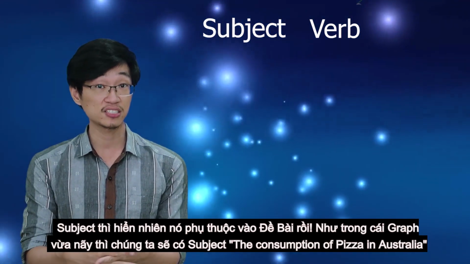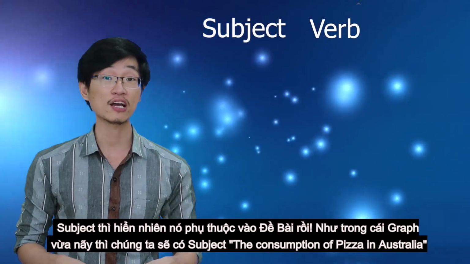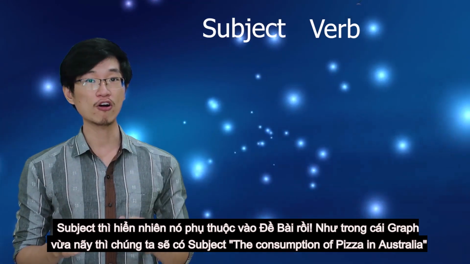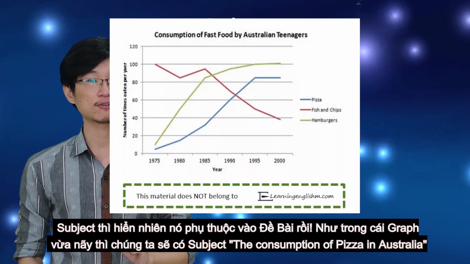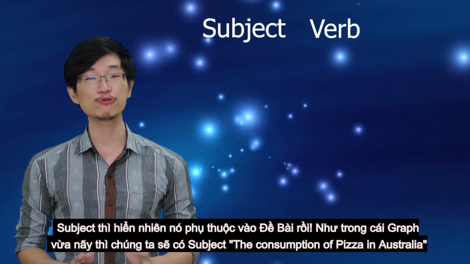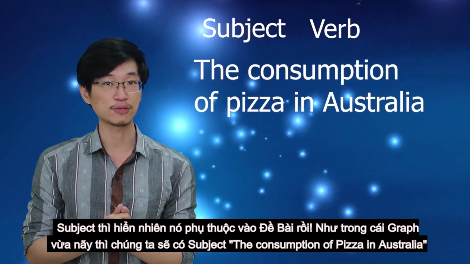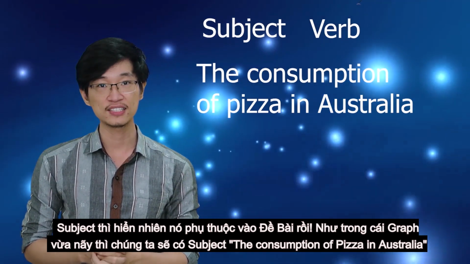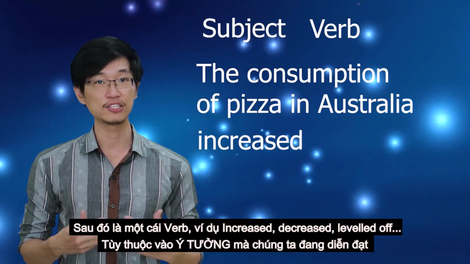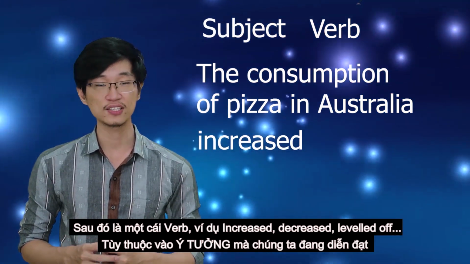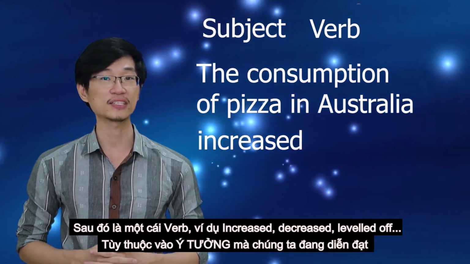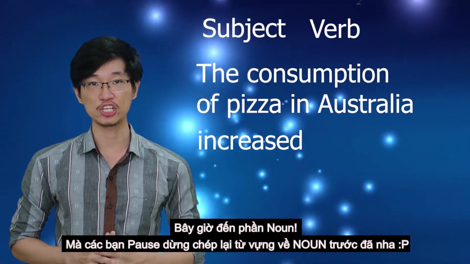So the subject is, well, we can see that the subject depends on the instruction. So for example, in this case, the case about the consumption of fast food in Australia, we will write the consumption of pizza in Australia, and then the verb increased, or we can say decreased according to the point, or we can say leveled off, again, according to the point. Right, that's the first structure.